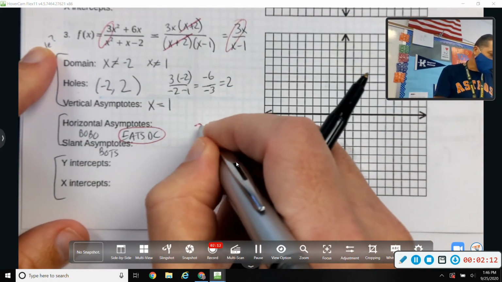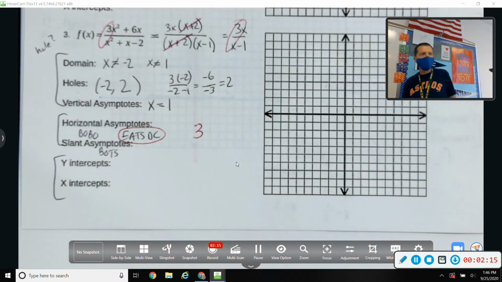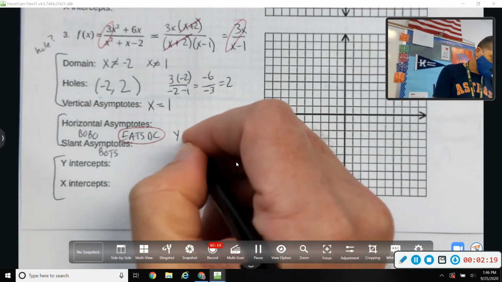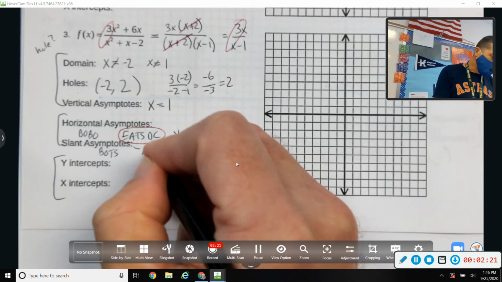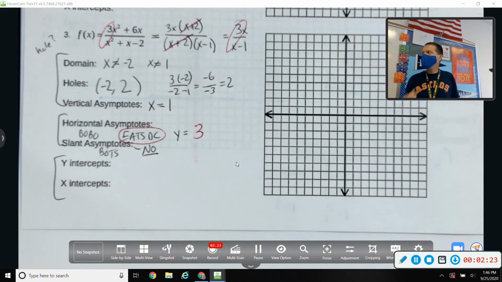But my answer is not just 3. I'll take off a point if you put 3. y equals 3. Which means there's no slant. Make sure you say that if there's not a slant.